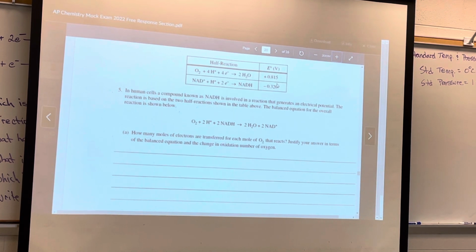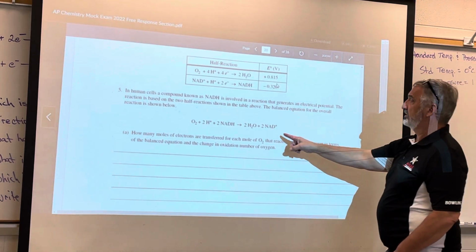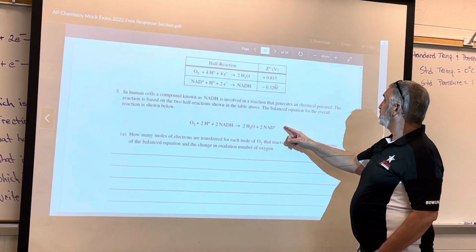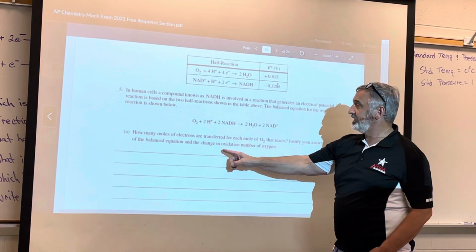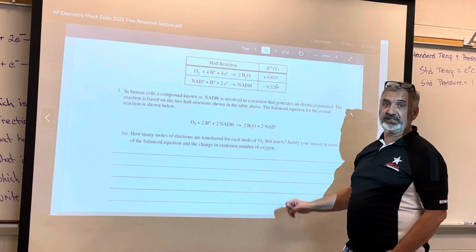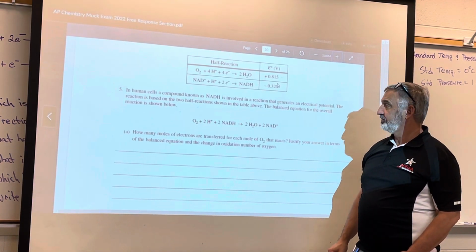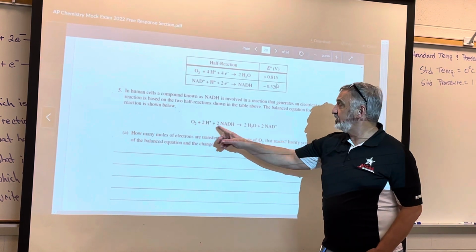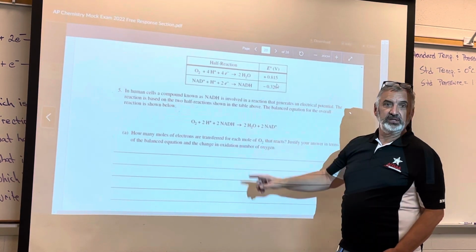What is the balanced equation that we're supposed to be writing here? The balanced equation is already here. Yeah, it says justify your answer in terms of the balanced equation and the change in oxidation states. So the whole point is that we're getting 2 moles of oxygen being changed.